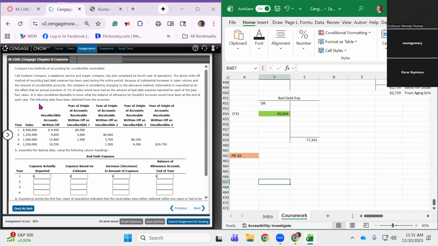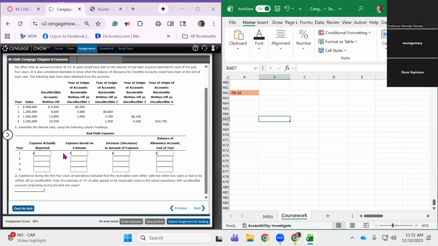Information is requested as to the effect that an annual provision of 1% of sales would have had on the amount of bad debt expense reported for each of the past 4 years. Oh, goodness. Okay. It is also considered desirable to know what the balance of the allowance for doubtful accounts would have been at the end of each year. The following data have been obtained from the accounts. All right. So let's see if we can't make heads or tails of this.